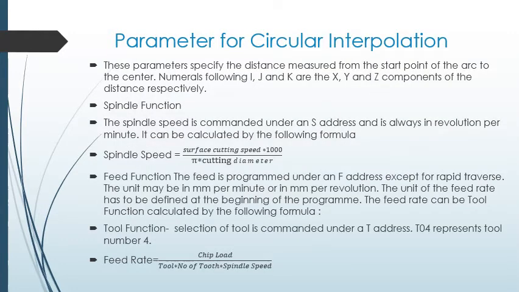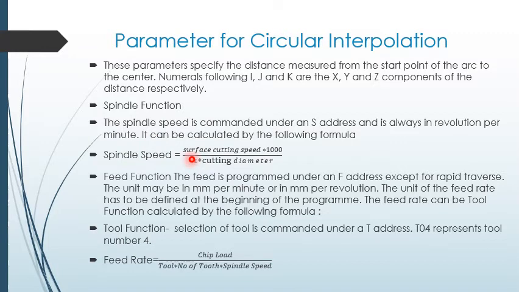Next in programming are the parameters for circular interpolation. These parameters specify the distance measured from the start point of the arc to the center. We use I, J, K as the X, Y, Z components of the distance respectively. There are other terms like the spindle function. The spindle speed is commanded under an S address and is always in revolutions per minute. It can be calculated by the following formula. We use this formula to find the spindle speed.